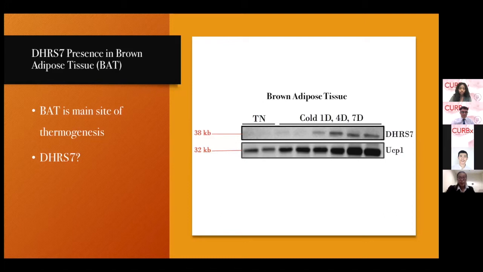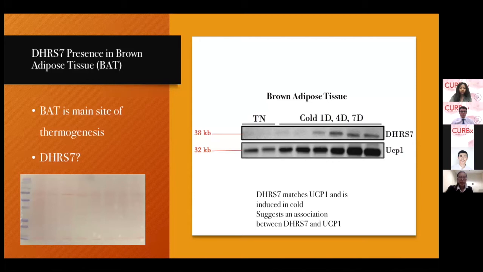Interestingly, when we probed for DHR7 protein levels, the expression was seen to follow the trend of UCP1 as well, and also increase in expression under cold conditions. And this is important because it suggests an association between DHR7 and UCP1, aka thermogenesis activation. We also looked at liver tissue samples, which I'll talk about in the next slide, but this is just a Ponceau stain showing that there was even loading of protein in each of the wells to conduct this Western blot experiment.